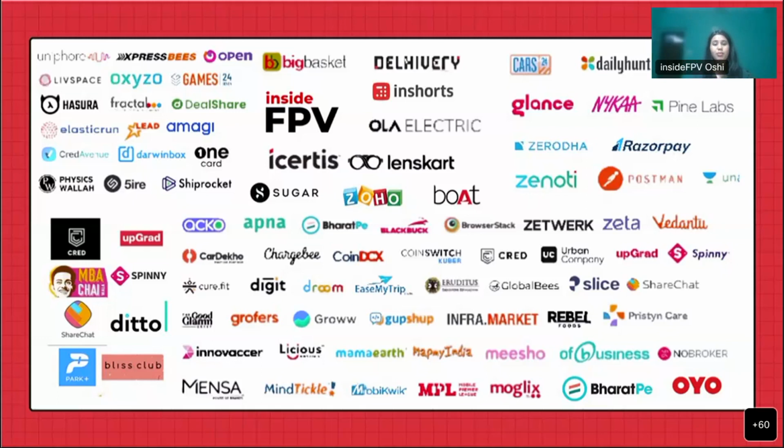Now we have Oyo, where you can book hotels online. Byju's, an online educational platform. Mamaearth, which sells organic products. And how many of you have an idea of Pine Labs? What is Pine Labs? Can anyone tell me? Ma'am, Pine Labs is the name of a company. Can you tell me what solution Pine Labs provides us?